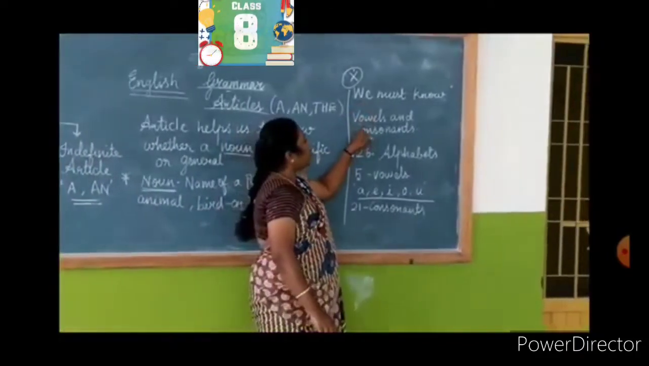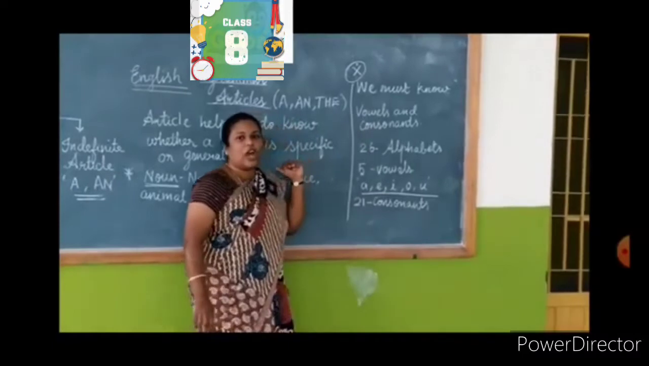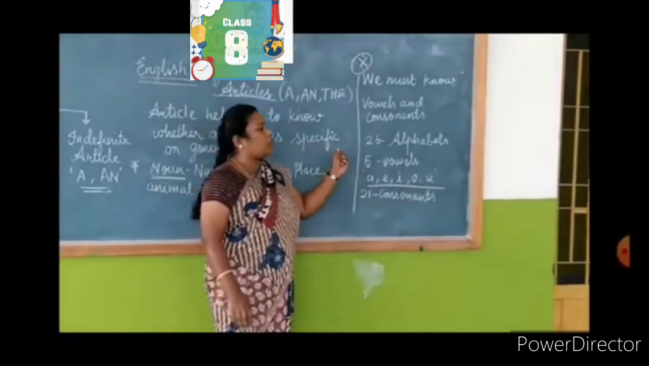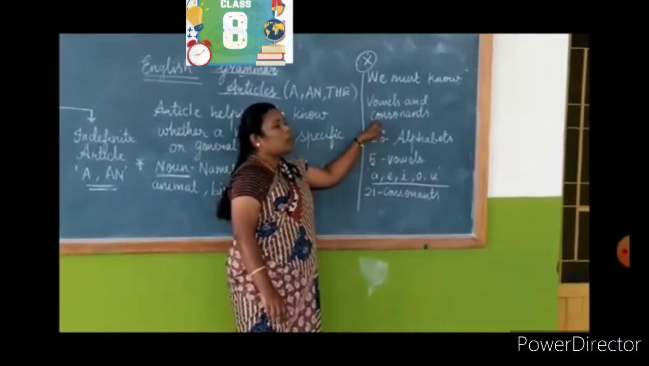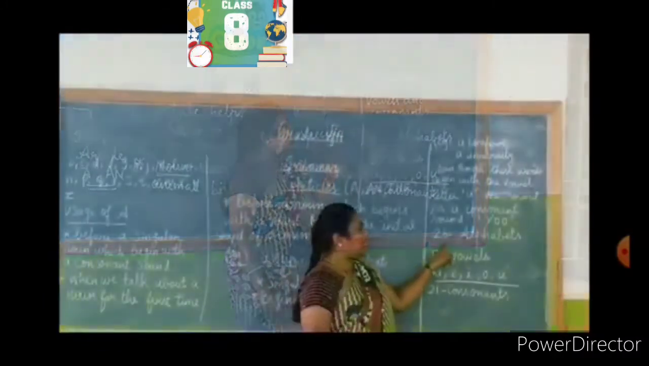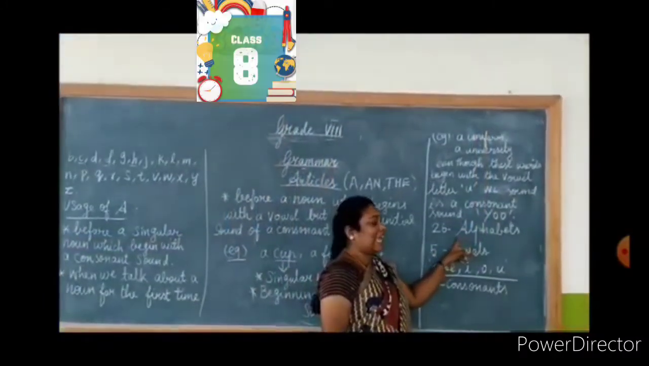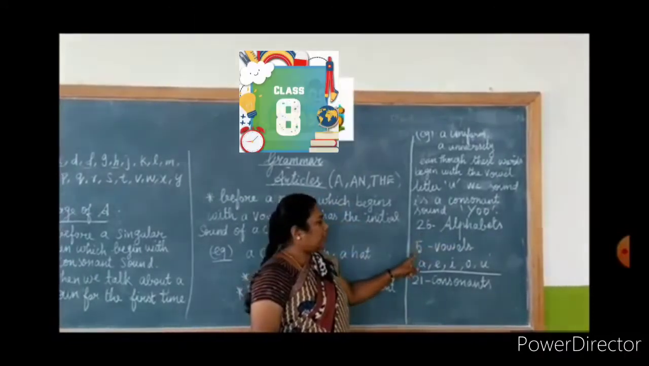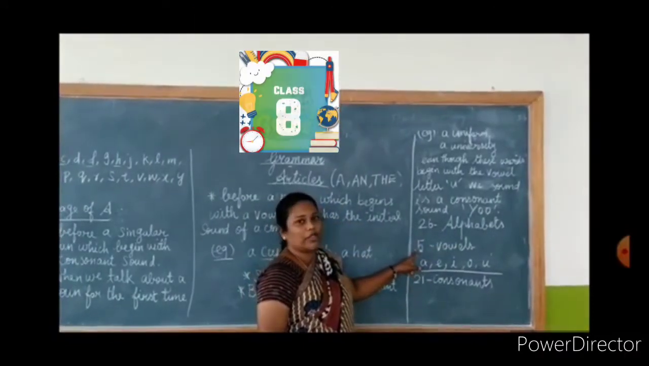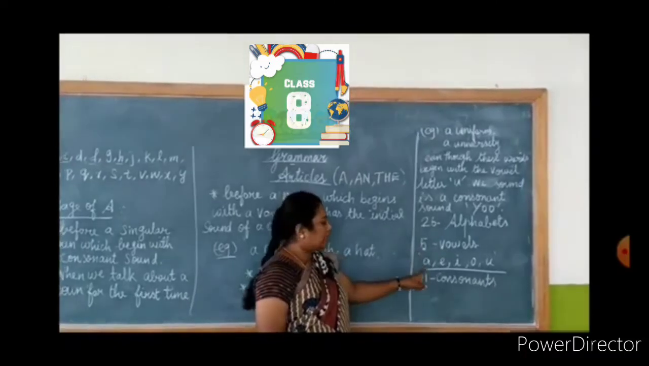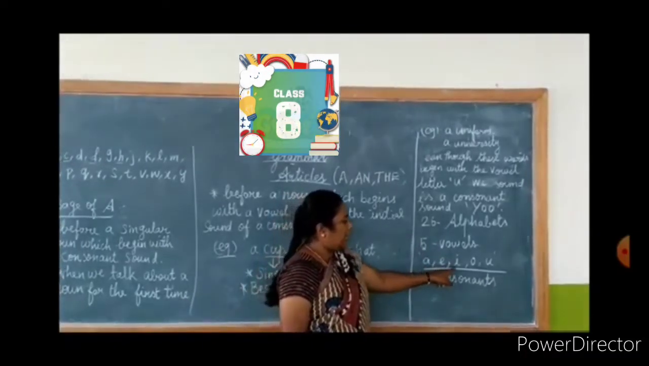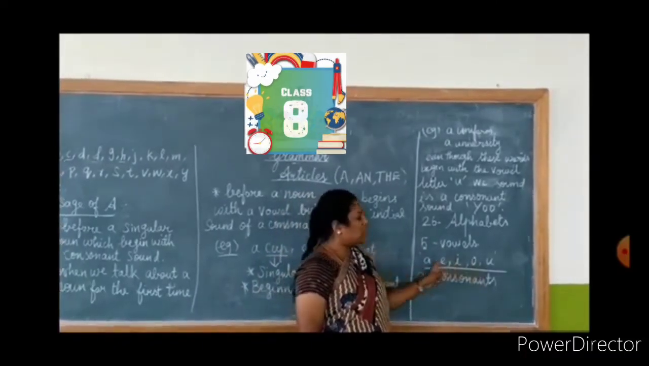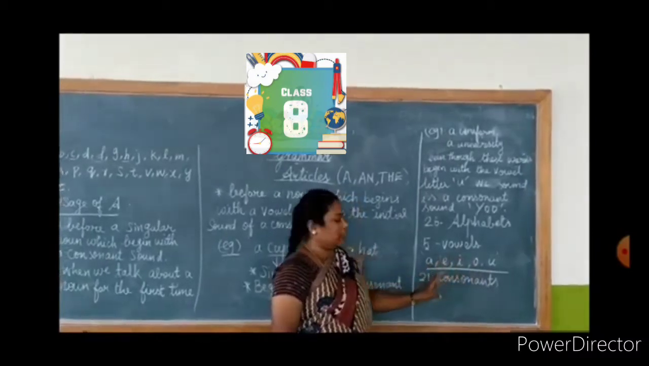We must know about vowels and consonants before getting to the article session. There are 26 alphabet letters in English, that is A to Z. In that, 5 vowels are there. What are the 5 vowels? They are A, E, I, O, U. These are the 5 vowels in English.